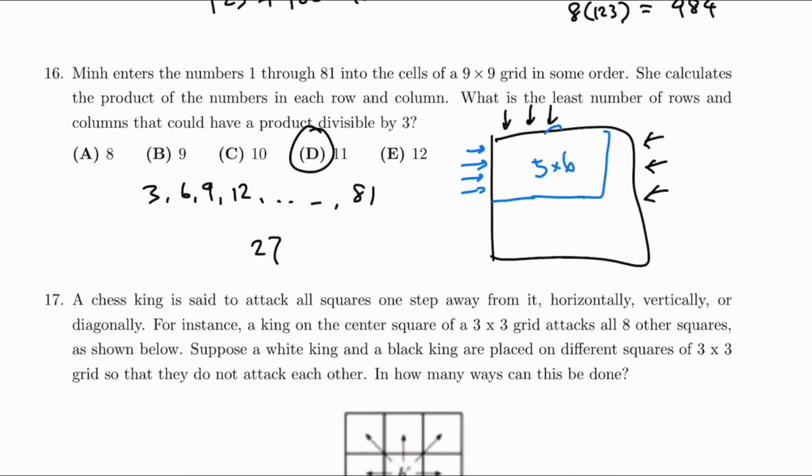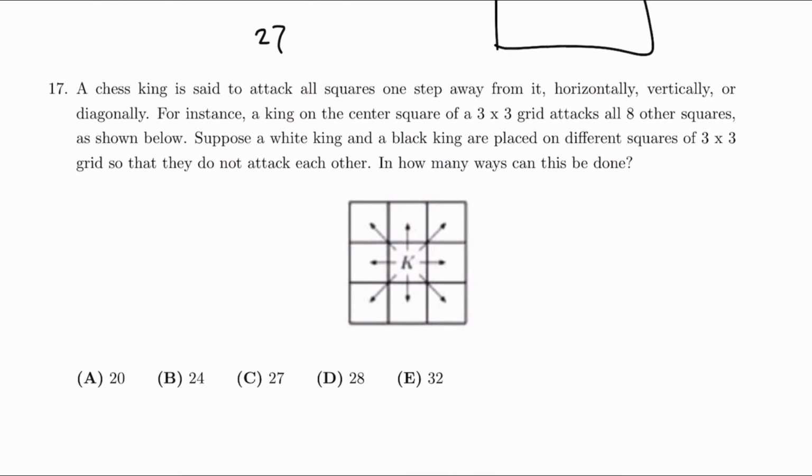All right, number 17. Number 17 says, a chess king is said to attack all squares one step away from it, horizontally, vertically, or diagonally. For instance, a king on the center square of a 3 by 3 grid attacks all 8 other squares, as shown below. Suppose a white king and a black king are placed on different squares of a 3 by 3 grid so that they do not attack each other. In how many ways can this be done?